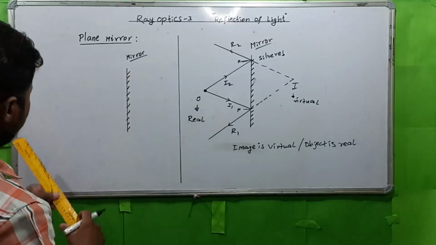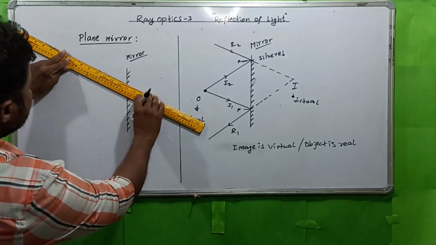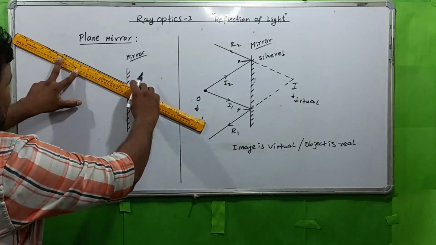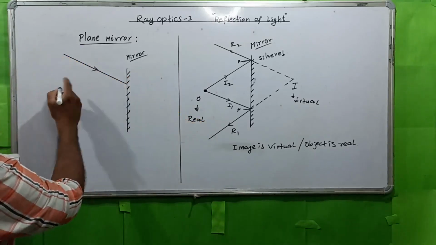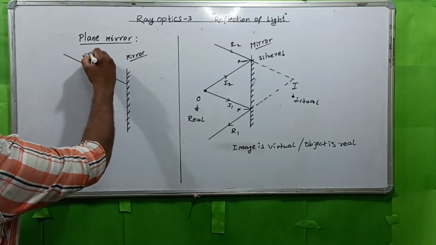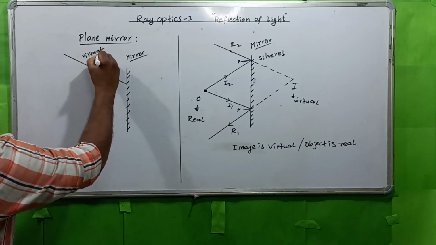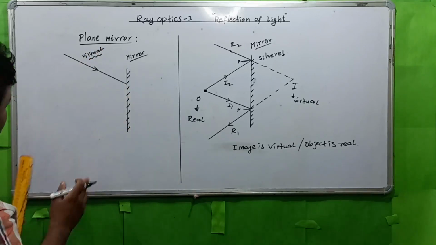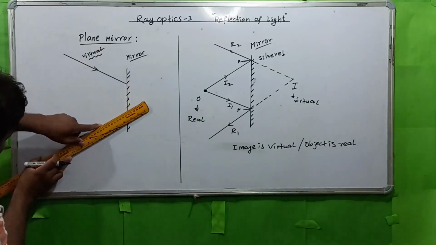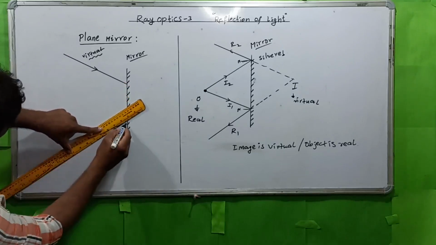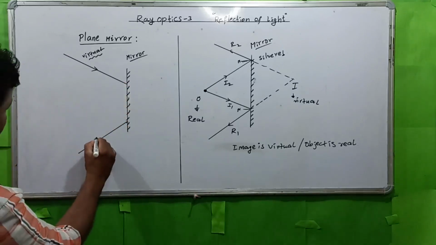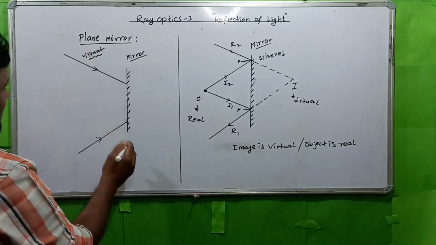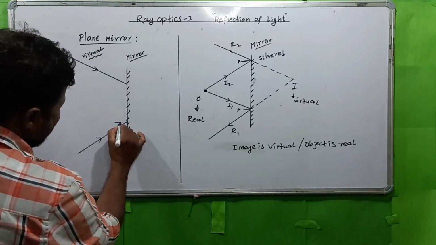Imagine a mirror. Rays are coming from infinity distance. Here, these rays are considered to be virtual rays. Minimum two rays are required to locate the image, so I draw another ray this way. If you observe, these two virtual rays coming from infinity distance act as incident rays.